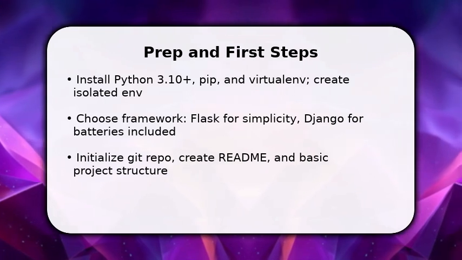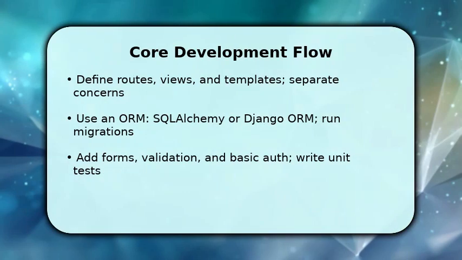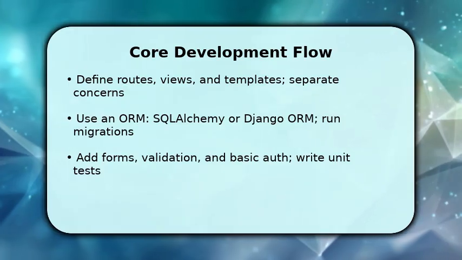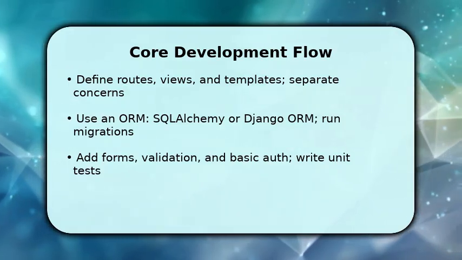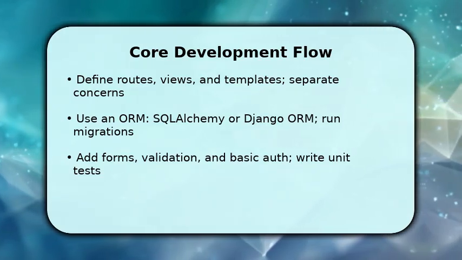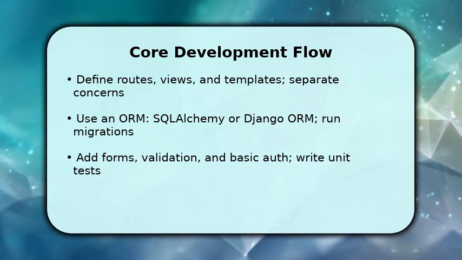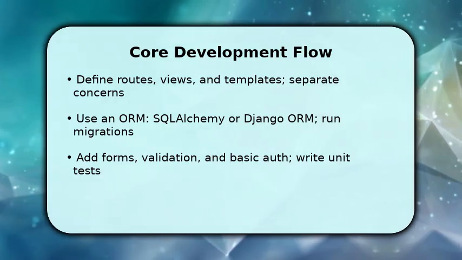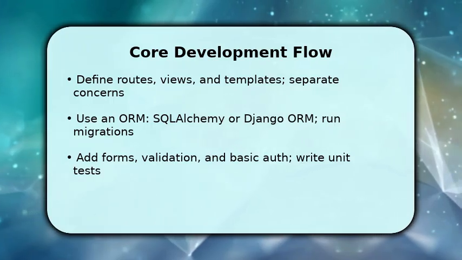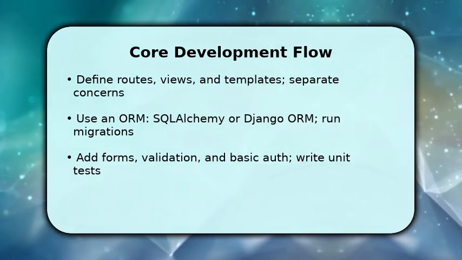You now implement the app core, define routes and controllers, then connect templates for UI. This separation keeps code maintainable. Integrate an ORM, SQLAlchemy for Flask or Django ORM to map models to a database and run migrations so schema changes are safe. Next, add forms with validation and a simple authentication flow to protect routes.